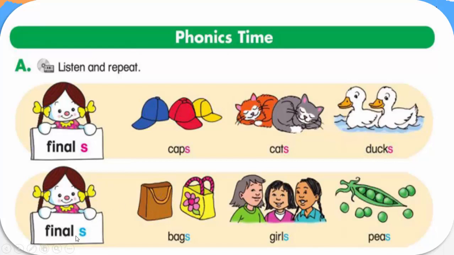But here we have final S in bags, girls, and peas. We pronounce it z, bags, girls, peas. So in the first list, final S is pronounced with an s sound. And in the next one, we pronounce it with a z sound.